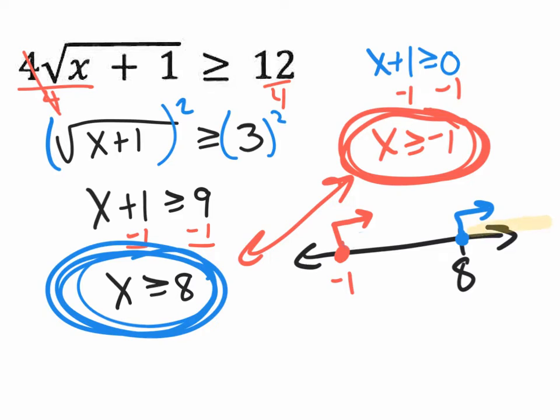On this side of the 8. That's where the overlap would be. Does that make sense? Think about this. The -1 is going this way. The 8 is going this way. So the overlap will meet right here, and the overlap is this way.